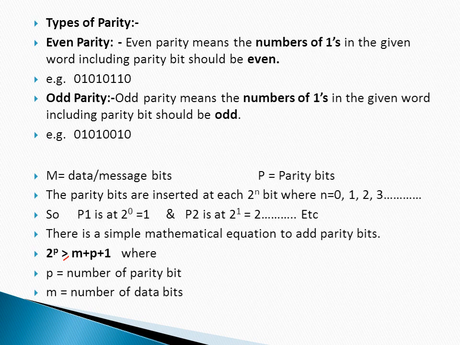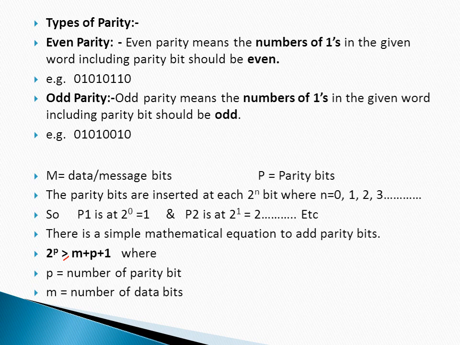There are two types of parity available. One is even parity and the second is odd parity. Even parity means the number of ones in the given data is even. Odd parity means the number of ones in the given data bits is odd. If you see this example, there are a total of 3 ones available. So 3 is an odd number. Hence the parity of this data is odd parity.